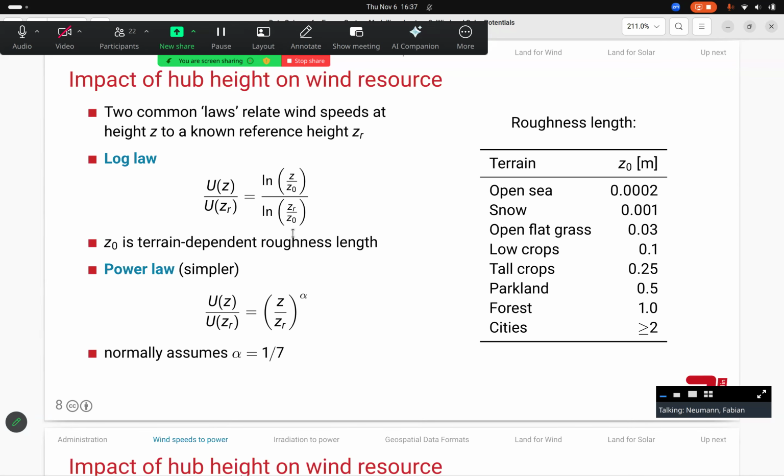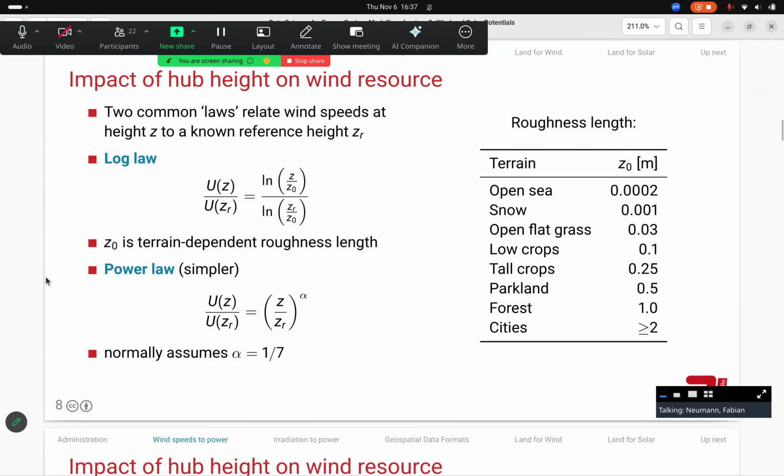Z0 is a constant that maps certain types of terrain. Generally, the bigger the value, the bigger the braking effect. Open sea has very low braking, so Z0 is a very small value, and cities or forests have a much stronger braking effect. We'll play through one or two examples later, but this term Z0 is called the roughness length or surface roughness. And because you have relations here between z and zr, the unit is meters.